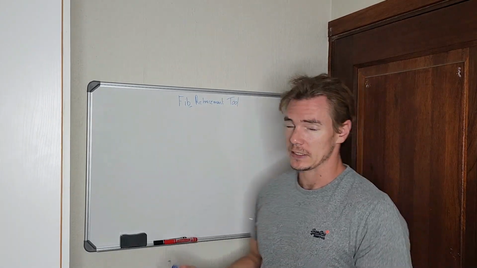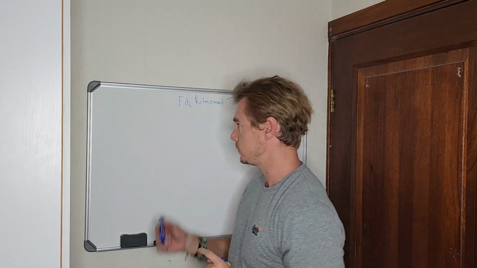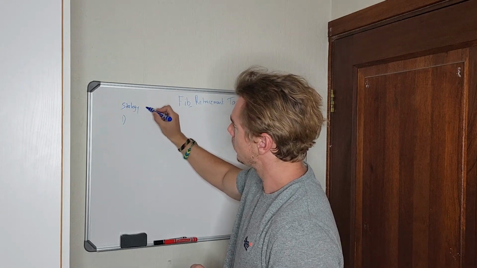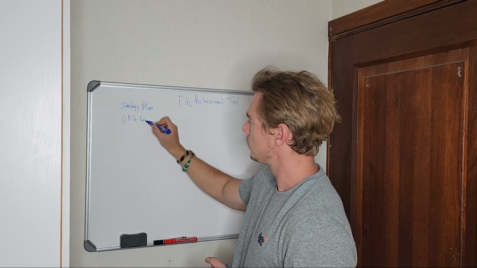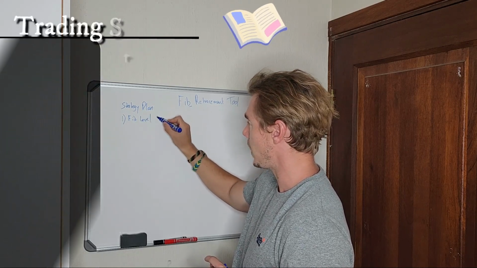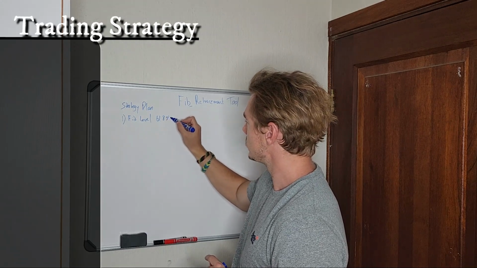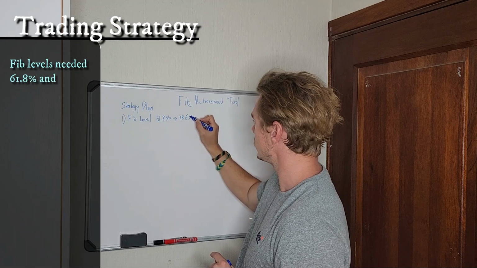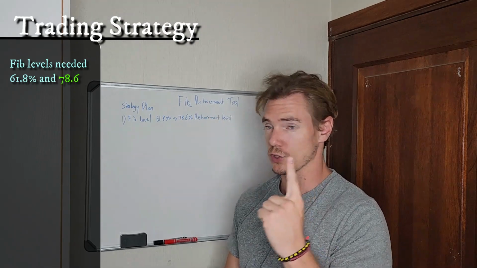So we still need to add into this. Remember, one confluence is a Fibonacci level. Let me put this here. In your strategy plan, you can have your fib level, which is mine, the 61.8% to 78.6% retracement level. One part of my strategy.